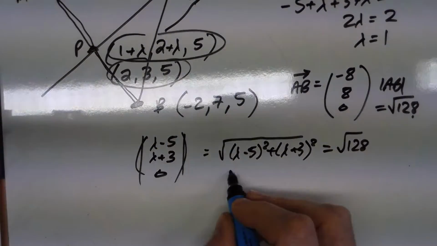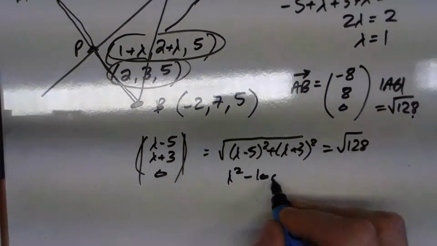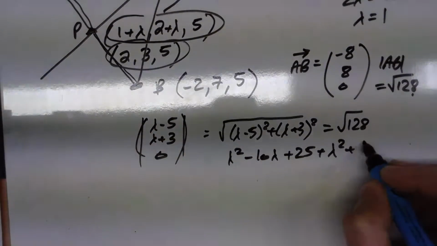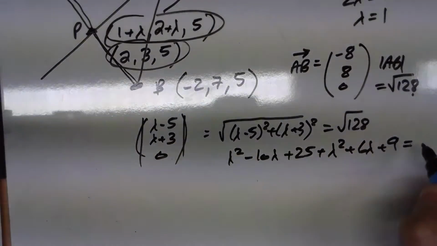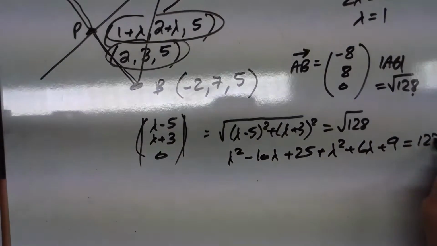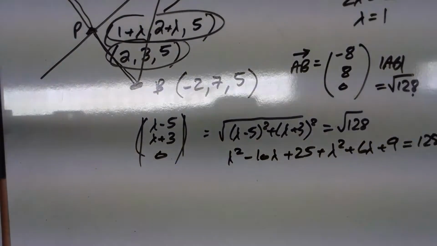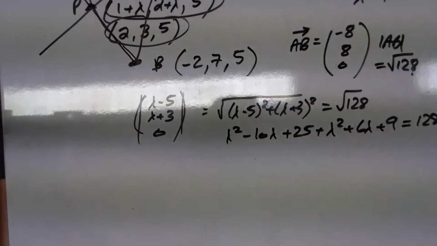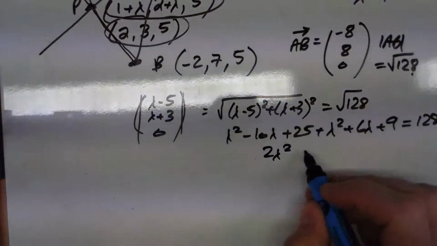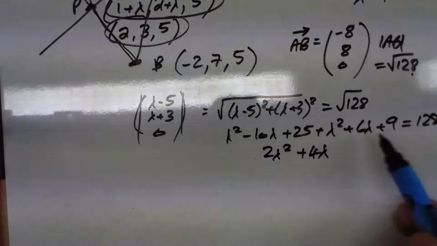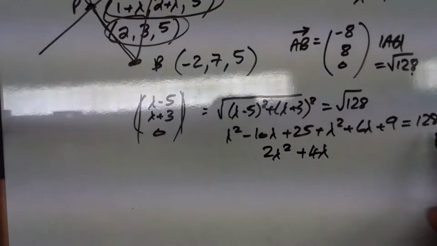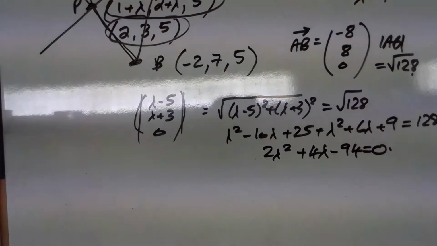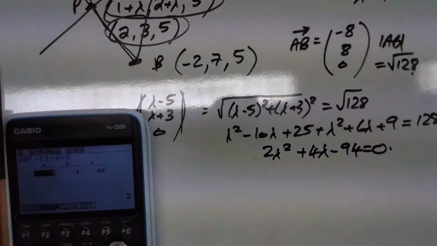So just a bit of algebra to work through now then. Let's multiply out that, plus 25. I've got another λ squared, a 6λ, and a 9. And I'll square both sides to get rid of the roots. So I've got plus 128 there, just about seeing that on the edge of the screen, I hope. So finishing off that quadratic, 2λ squared, we've got 4λ, and 25 and 9, take away the 128, makes -94 equals 0.